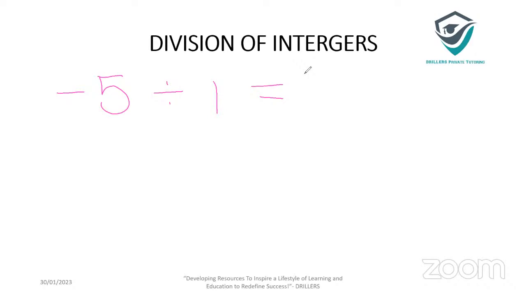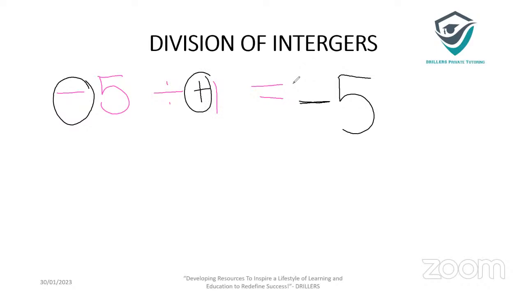So we should know by now that this 1 is the same as saying +1. So now I have -5 divided by +1. So I know 5 divided by 1 will give me 5. And because these signs here are different, I'm going to end up with -5.